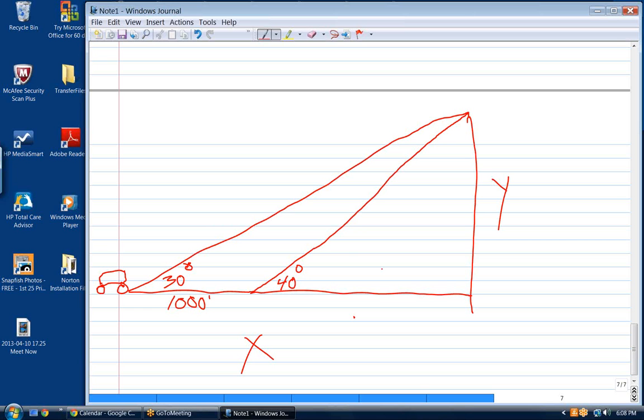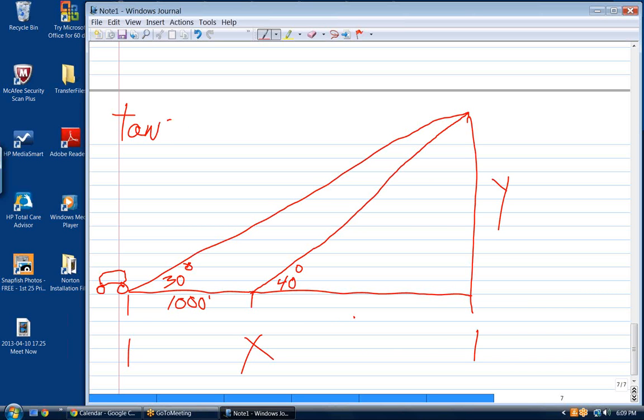Now, how can we calculate this? So I'm going to generate 2 equations and 2 unknowns. What's the first equation? Let's take the first triangle, the bigger one. All right. What can I say about the trig function that relates y and x? So it would be tangent.